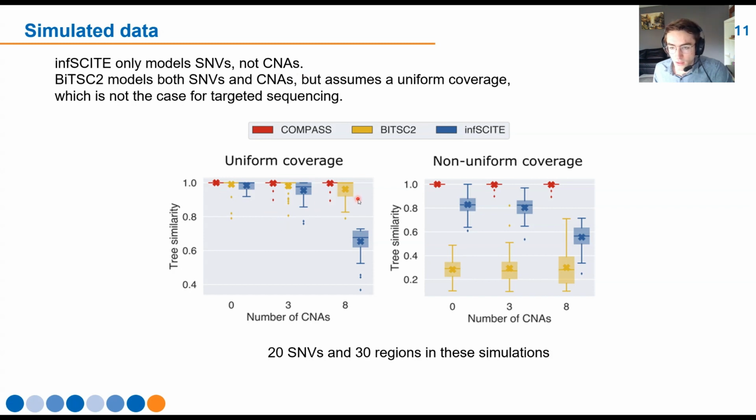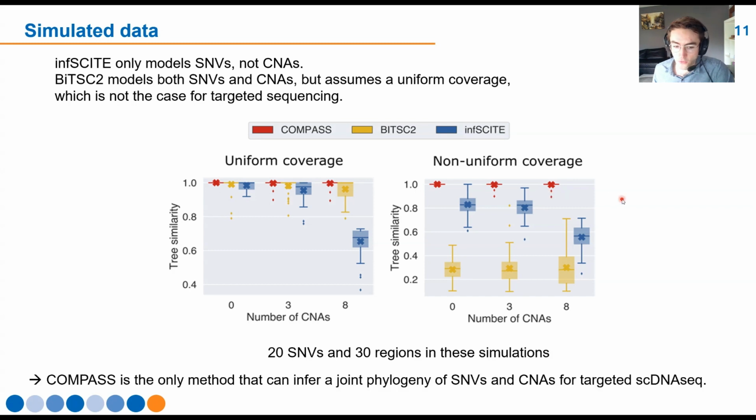Then in yellow, BiTSC2 performs well when the coverage is uniform, which is what its model assumes, but its performance drops very sharply when the coverage is not uniform, so it's not applicable to single cell targeted data. Whereas COMPASS in red performs well in all of those settings. Therefore, COMPASS is the only method that can infer a joint phylogeny of SNVs and CNAs for targeted single cell DNA sequencing data.